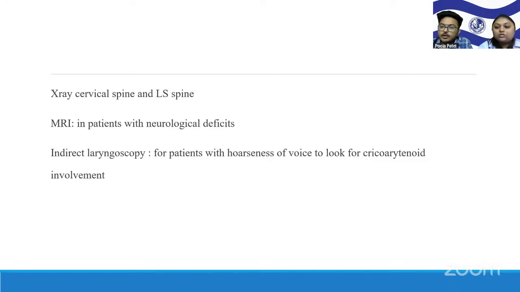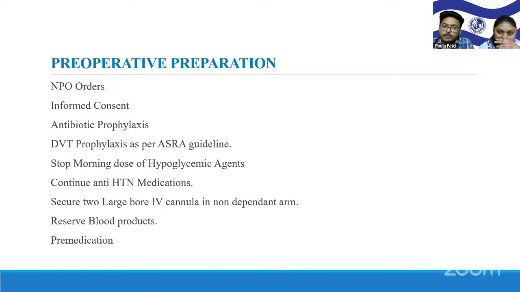Yes, sir. On the day of the surgery, sir, first of all, I would like to confirm the NPO status of the patient, and informed consent should be taken, and we will give the proper antibiotic coverage to this patient, sir, and secure two large bore IV cannulas in the non-dependent arm, because this surgery is performed in the lateral position.